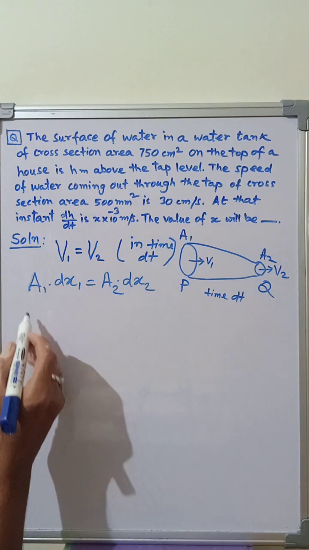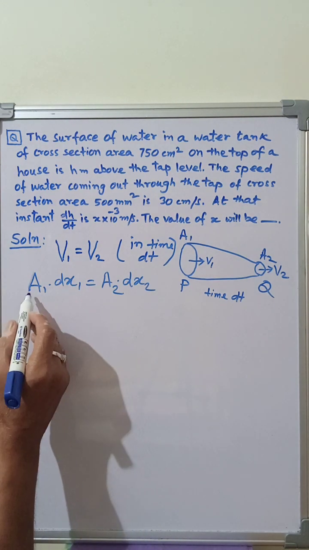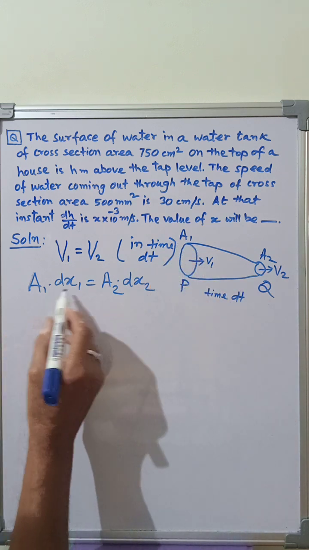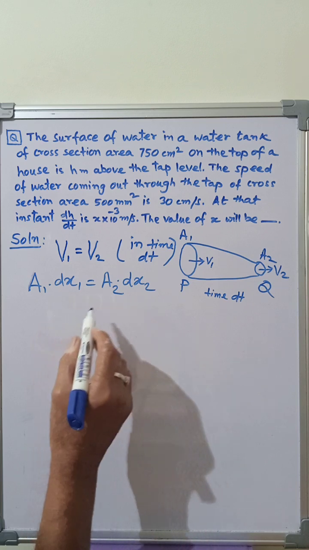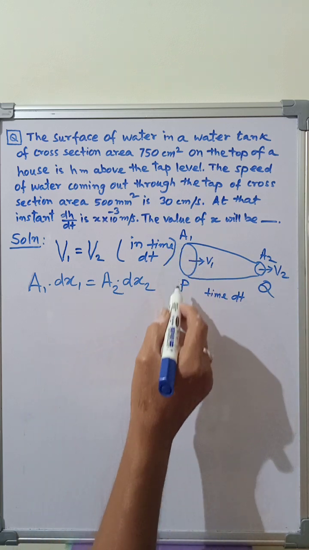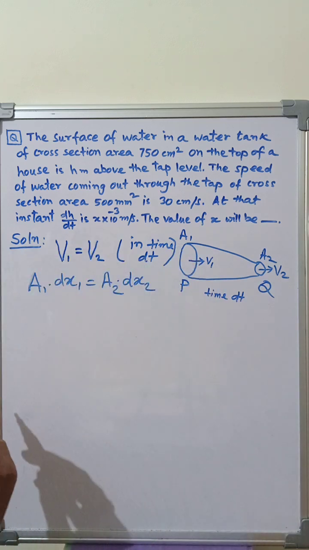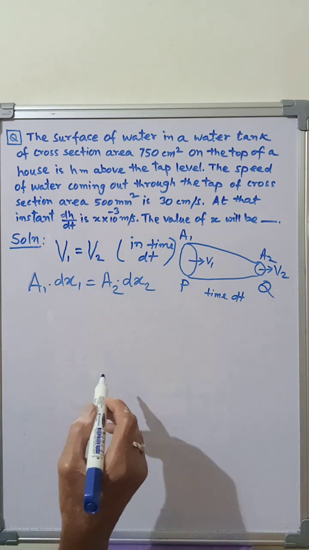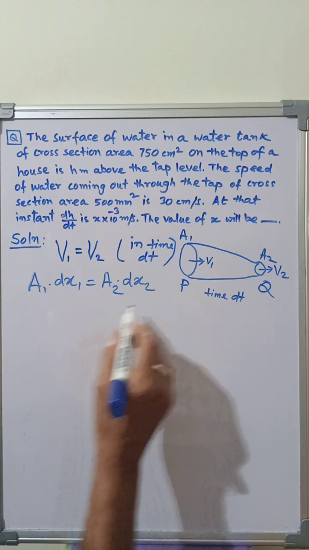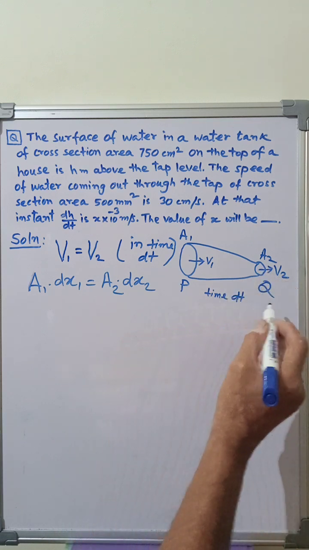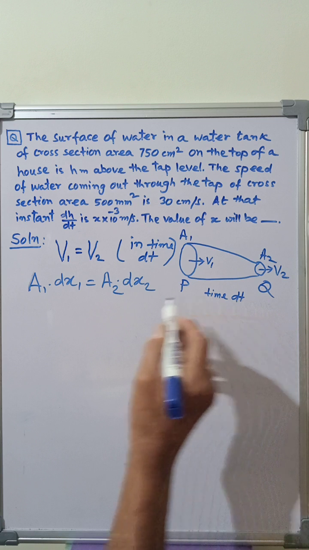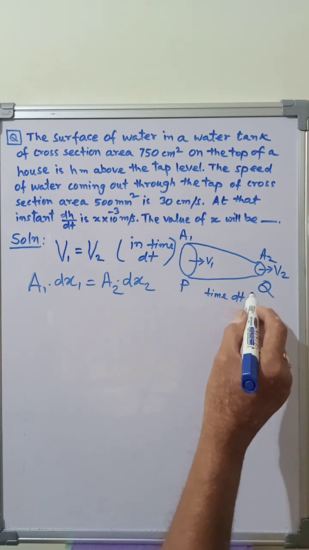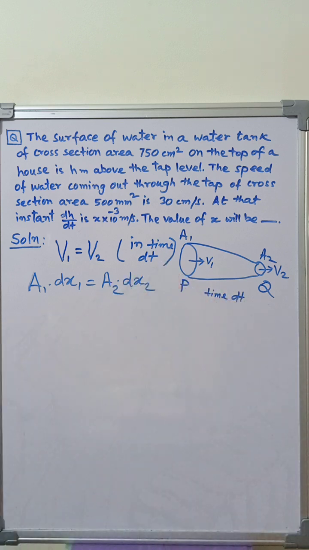Now V1 is equal to A1 into dx1, where A1 is the cross-sectional area at point P and dx1 is the distance moved by the fluid column at A1 in time dt. Similarly, V2 is equal to A2 into dx2, where A2 is the area of cross-section at point Q and dx2 is the distance moved by the liquid in time dt.